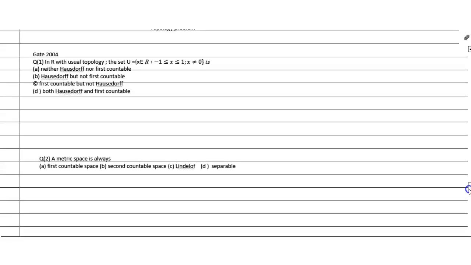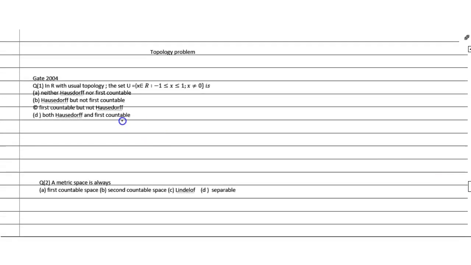Next, friends, we are going to solve a topology problem. GATE 2004 topology problem. In R with usual topology, the set U equals x belongs to R, minus 1 less than or equal to x less than or equal to 1, x does not equal 0, is: neither Hausdorff nor first countable, Hausdorff but not first countable, first countable but not Hausdorff, both Hausdorff and first countable.